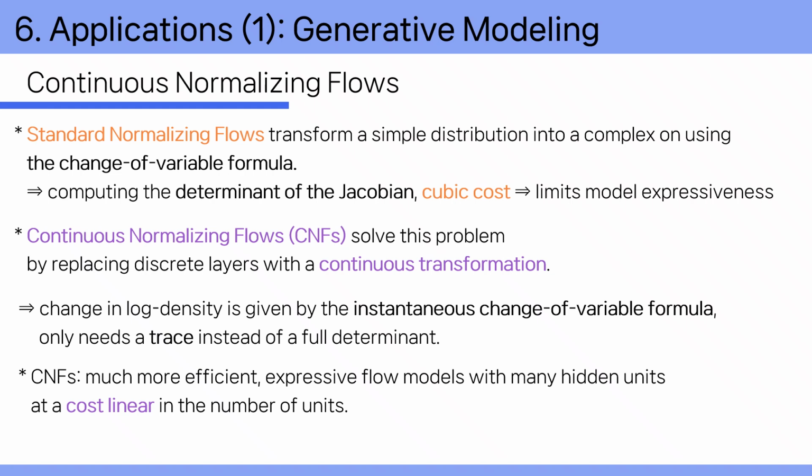Normalizing flows transform a simple distribution into a complex one using a change of variables formula. However, standard flows require computing the determinant of the Jacobian, which is cubic in cost and limits model expressiveness. Continuous normalizing flows solve this problem by replacing discrete layers with a continuous transformation. In CNFs, the change in log density is given by the instantaneous change of variables formula, which only needs a trace instead of a full determinant. This makes CNFs much more efficient, enabling expressive flow models with many hidden units at a cost linear in the number of units.